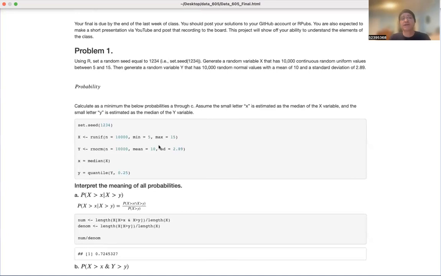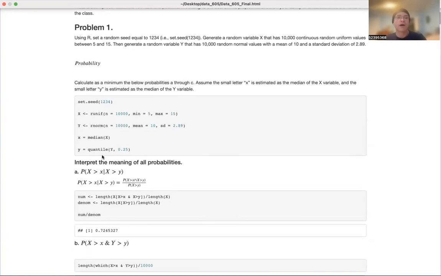Then I went ahead and defined a random uniform distribution, and I set that equal to uppercase X, the length of which was 10,000, the minimum 5, the maximum 15. I established a random normal distribution, the length of which was 10,000, the mean was 10, the standard deviation 2.89, set that equal to capital Y.